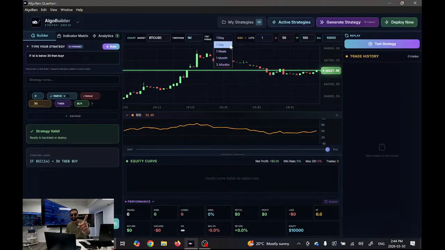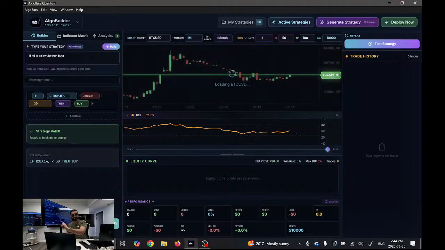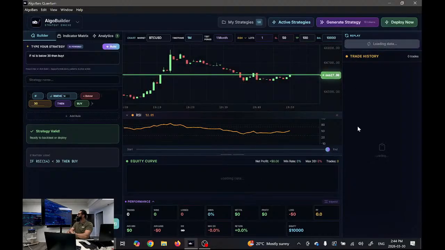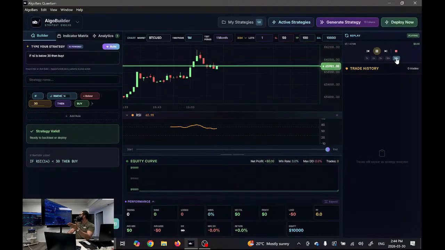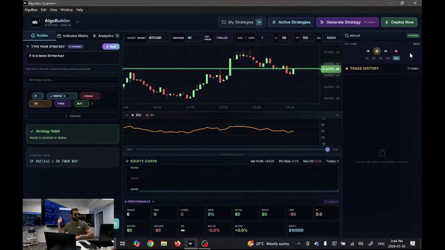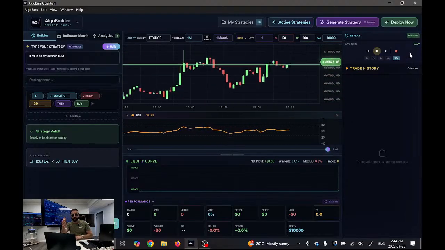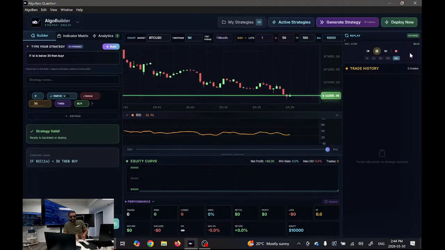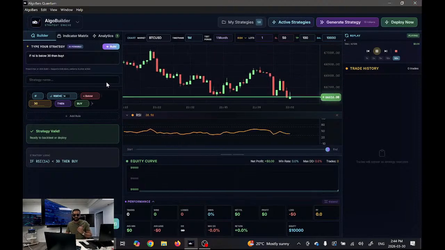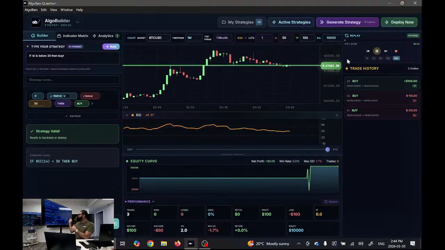Then what you can do is test the strategy. You're just going to click test strategy, and it's going to run a live historic backtest for you so that you can see if what ChatGPT told you would actually be profitable or not. So you can see it's starting to take these trades.